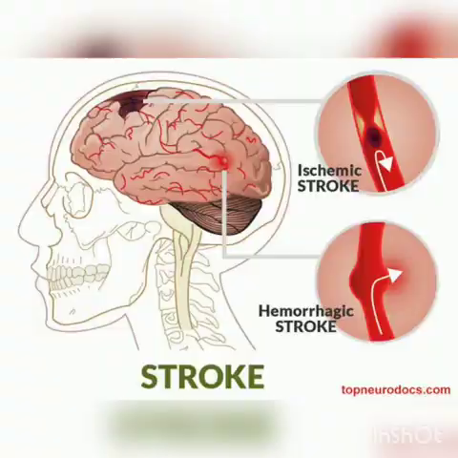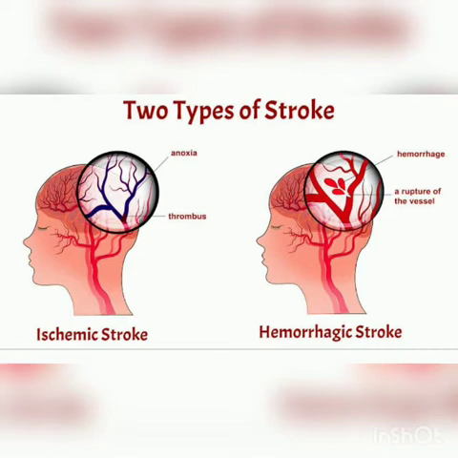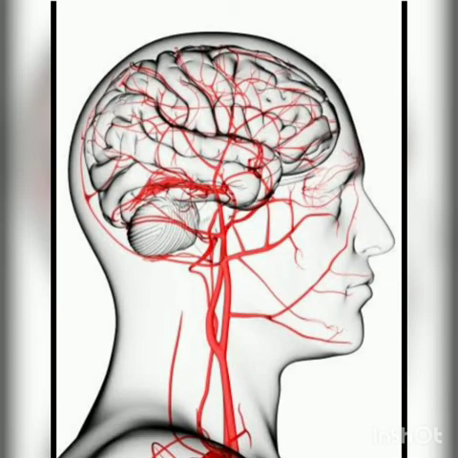Next one is the stroke. Stroke is a condition when the blood vessels in the brain burst. That means it is called brain hemorrhage, where there is a block in the artery that supplies the brain. Part of the brain tissue that is supplied by this damaged artery dies due to lack of oxygen.